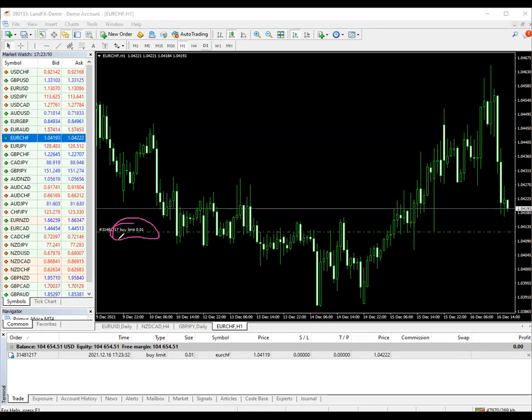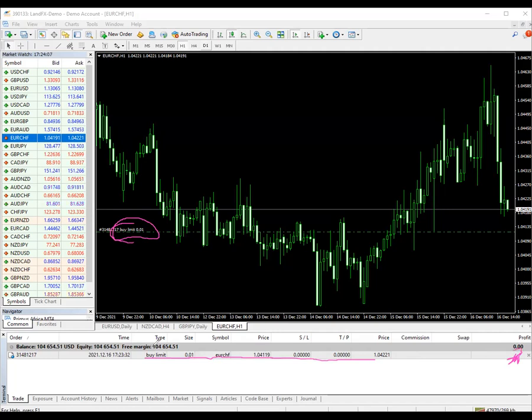Buy limit with a lot size of 0.01. So it means when you look down here, the trade is only pending. The price hasn't reached there, so you are not live in the market yet. You see that there's nothing happening here.